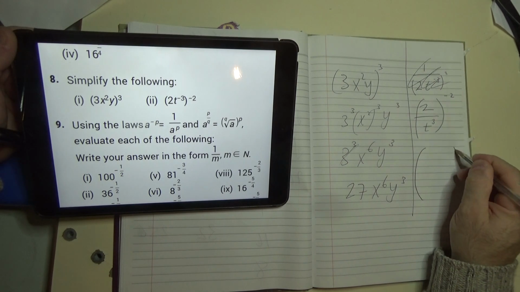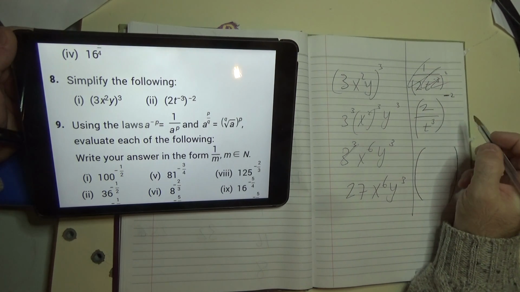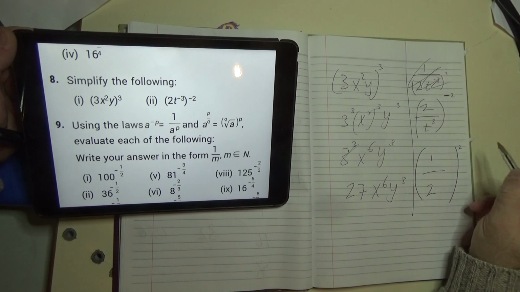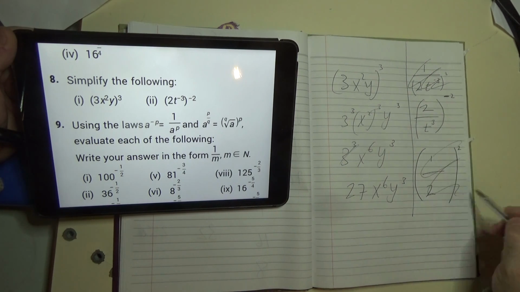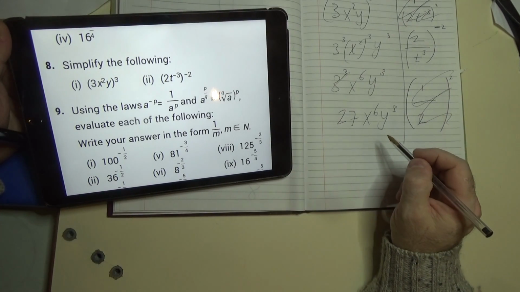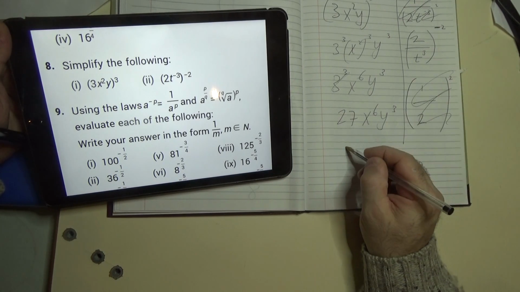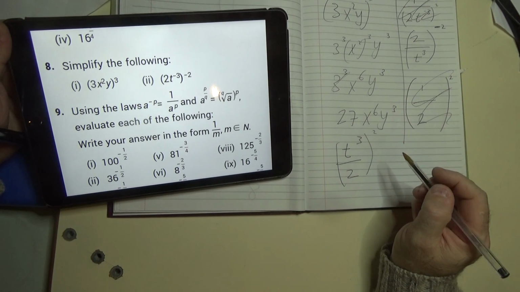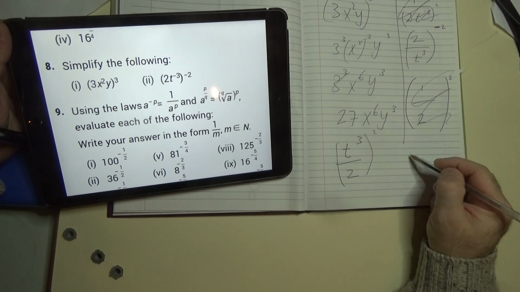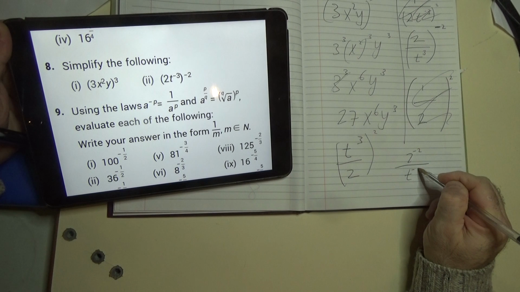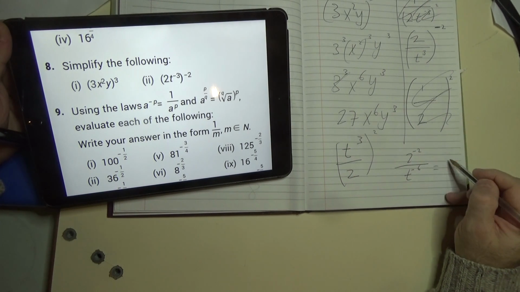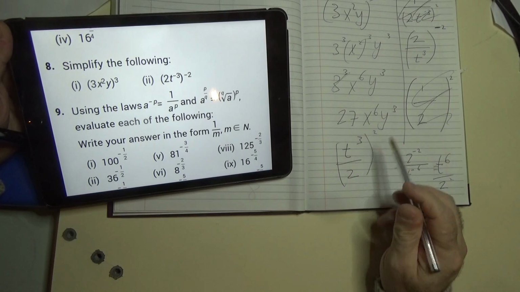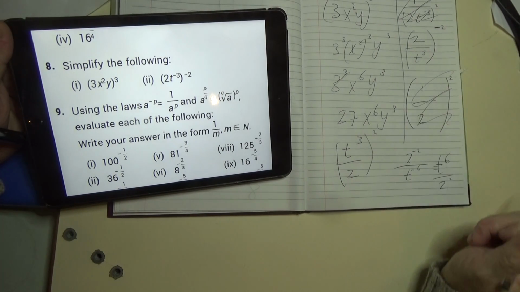Now, one of the consequences of the negative power is that the 2 upstairs becomes 2 downstairs, and the t to the 3 downstairs. To make a long story short, let me just introduce a rule for you: if you have a fraction to a negative power, you can flip the fraction upside down and keep it to a positive power. You could also distribute the power. 2 times 3 is 6, but the t has to come up, t to the 6, and the 2 has to go down. But you can also flip the fraction and make the negative positive.